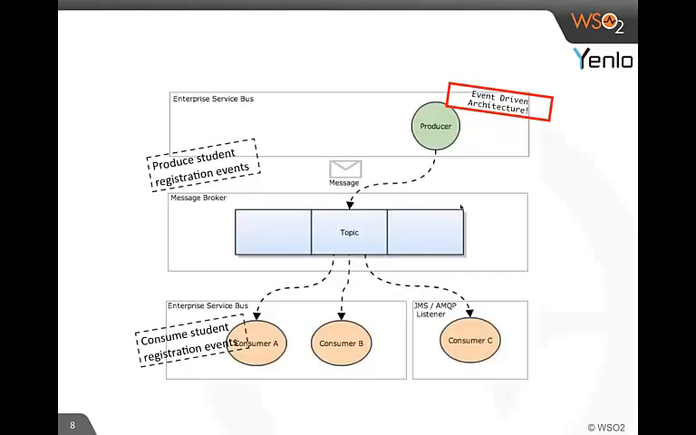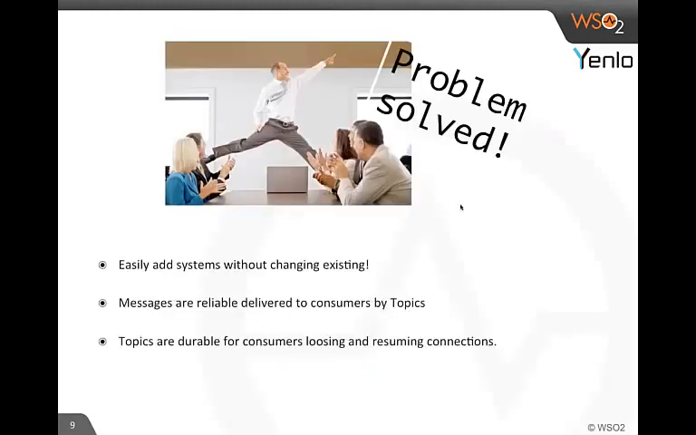So we thought, okay, we now have a flexible environment with multiple consumers. It's possible to add multiple producers of messages. We can easily add systems without changing any existing ones. The messages are reliable because we send them to a topic, and from that topic messages can be picked up and delivered to the actual systems.